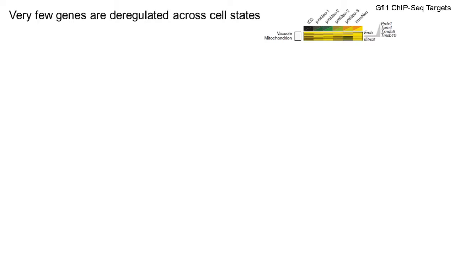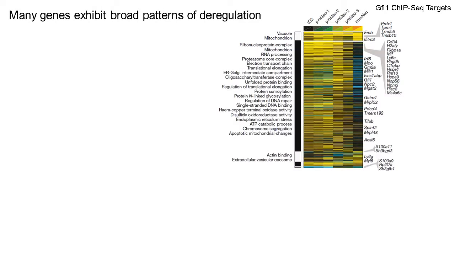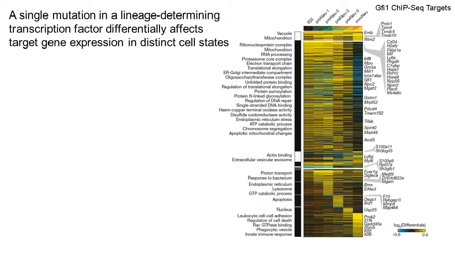Next, to understand the gene deregulation that is proximal to our GFI1 mutation, we focused our analysis on direct GFI1 target genes identified by CITE-Seq. And shown is differential gene expression versus wild type. Although there are a few genes that are deregulated in all of the cell states, and there are many more that exhibit broad deregulation patterns, there are a striking number of genes that exhibit cell state-specific deregulation, suggesting that a single mutation in a lineage-determining transcription factor, such as GFI1, differentially affects target gene expression in distinct cell states.